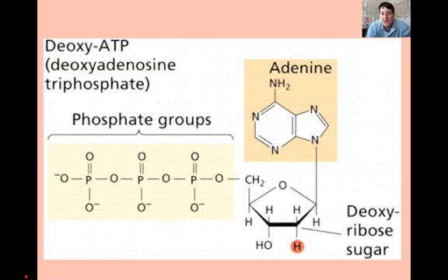Now, what is the bond between each phosphate and oxygen called? Does anybody know? It's called a phosphoanhydride bond. Tons and tons and tons of energy are stored in phosphoanhydride bonds.